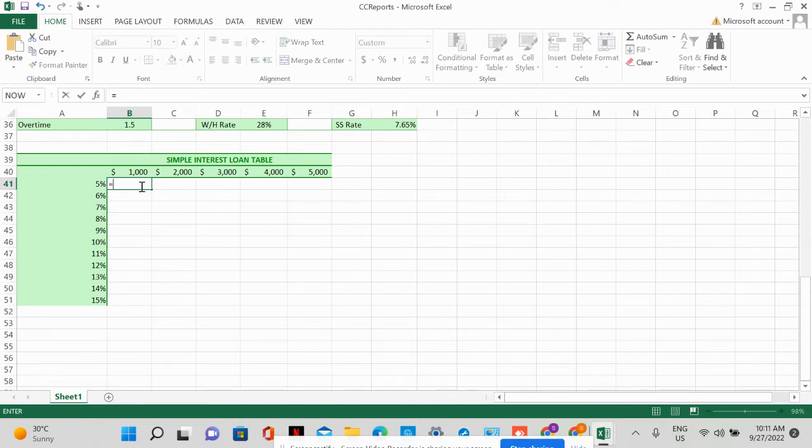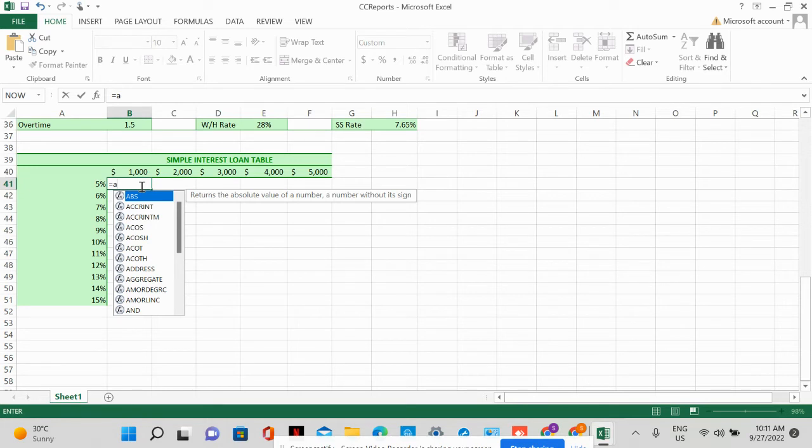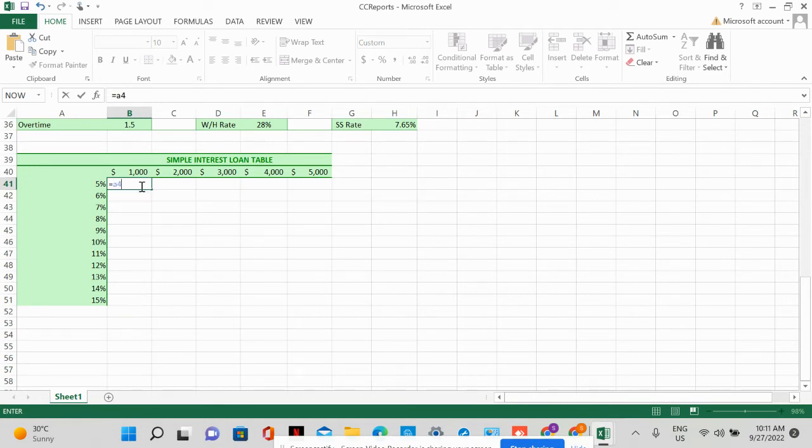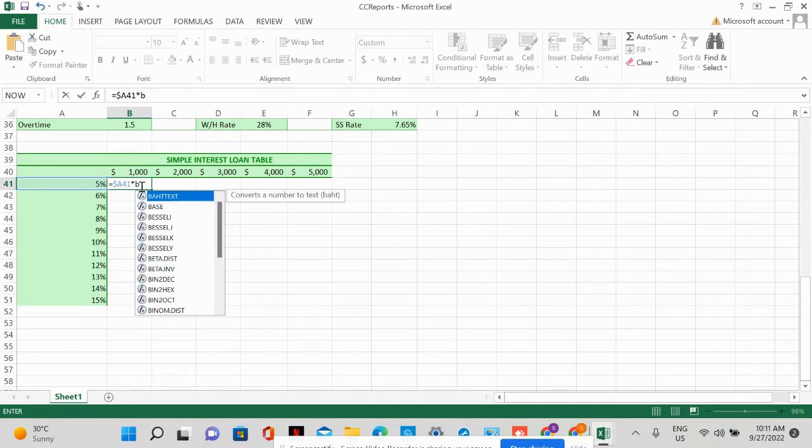So it's going to be is equal to A41, and then press the F4 function key three times. One, two, three. This changes the cell reference to an absolute cell reference, and then type multiply by B40.